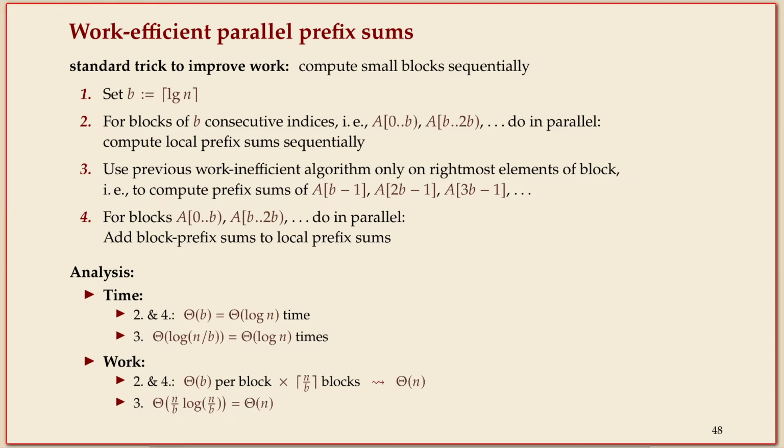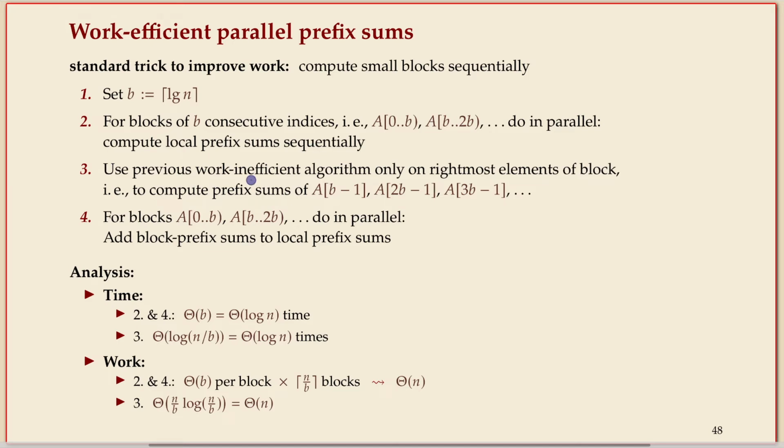So what we'll do here is we use blocks of log n elements. And then we conceptually break the array into blocks of that size. So the first log n, the next log n elements, and so on. And for each of these blocks, we assign one processing element to compute the local prefix sums. So these are just inside the block. You sum up the prefixes.